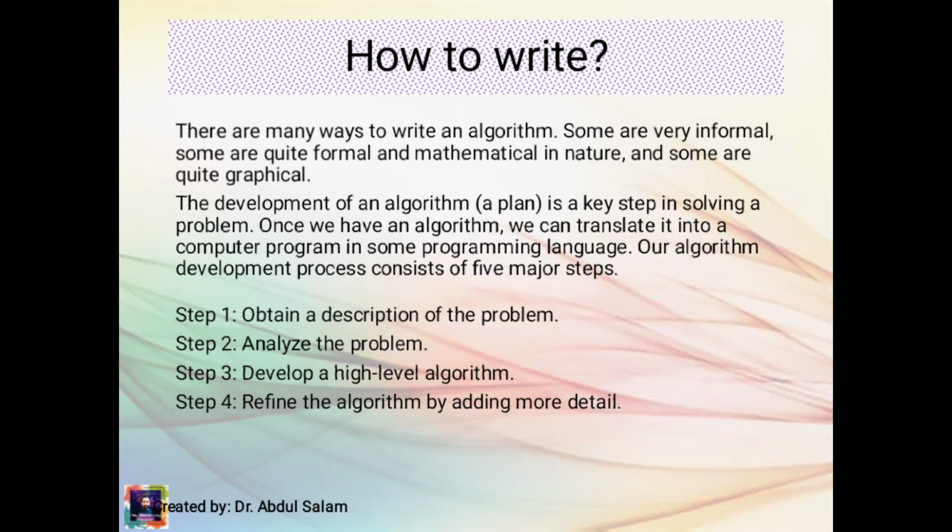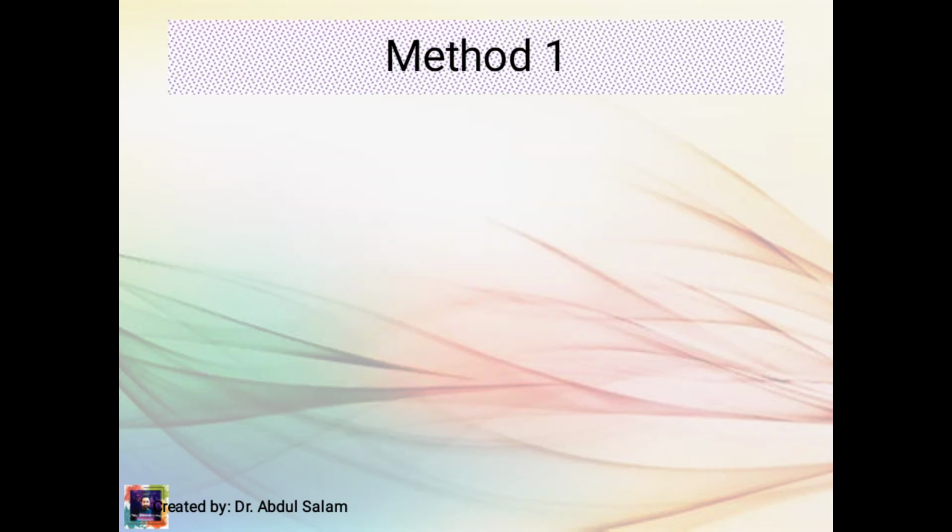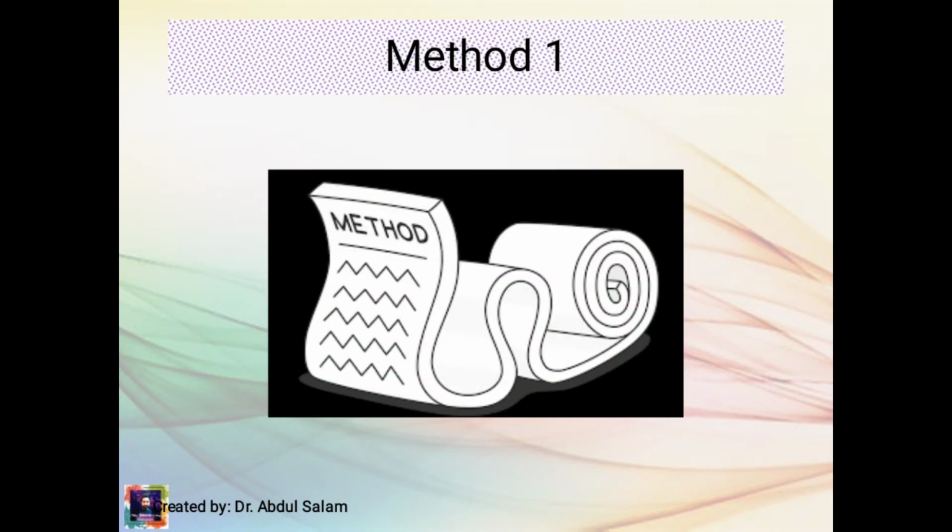Our algorithm development process consists of 5 major steps. Step 1, obtain a description of the problem. Step 2, analyze the problem. Step 3, develop a high level algorithm. Step 4, refine the algorithm by adding more details. Step 5, review the algorithm. So, method number 1.